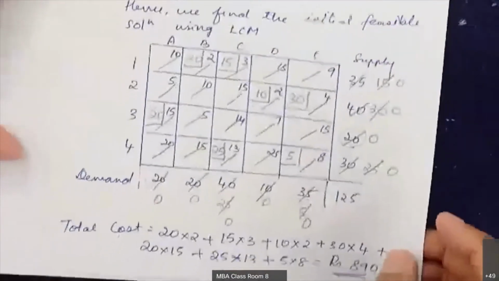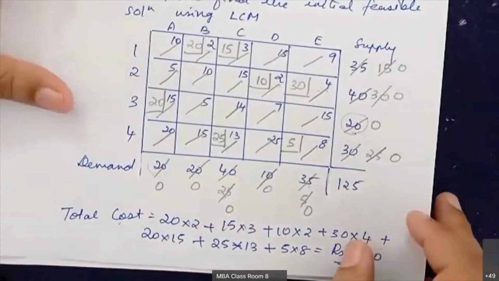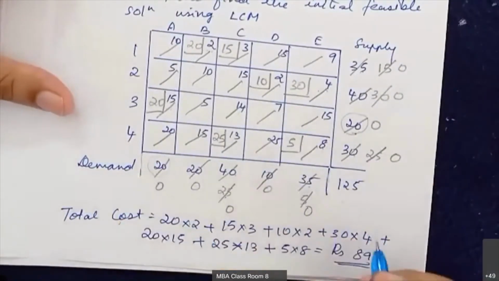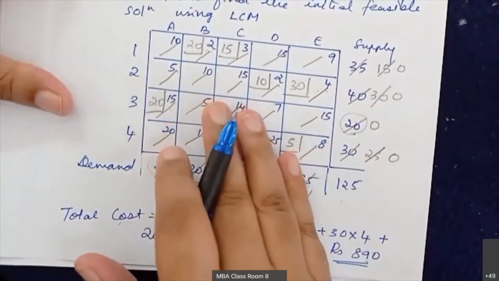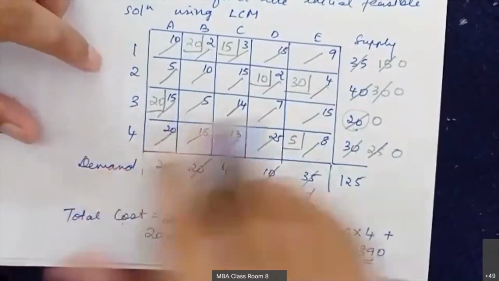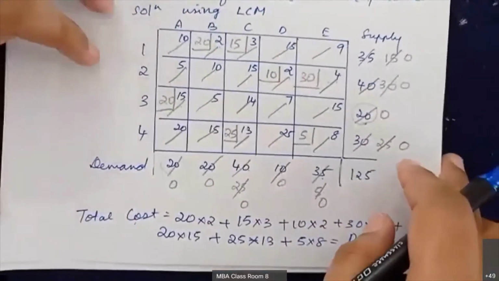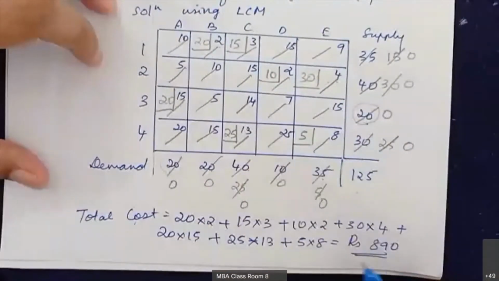Next we need to go for the optimality condition. Why do we go for the optimality condition? We need to check whether this solution is the optimal one. We told that this is just the initial feasible solution that we found through the least cost method. Now we need to check whether this is the minimum cost that we can get. This is one of the solutions.